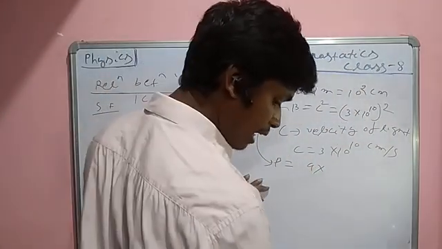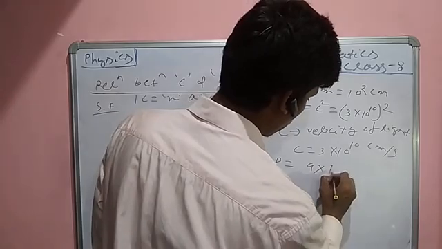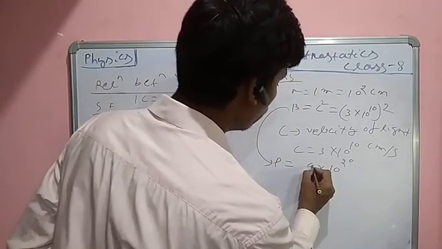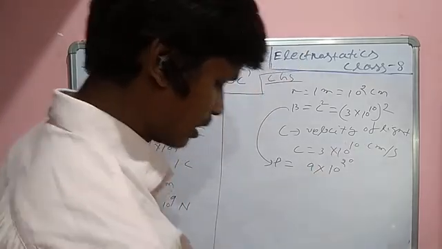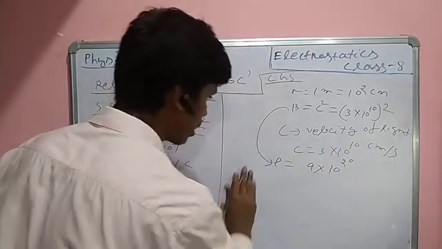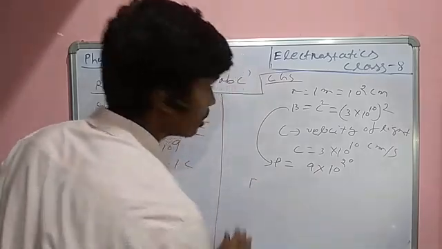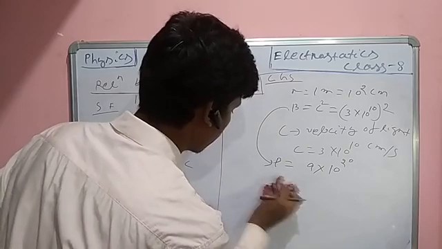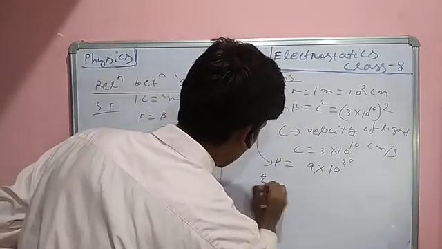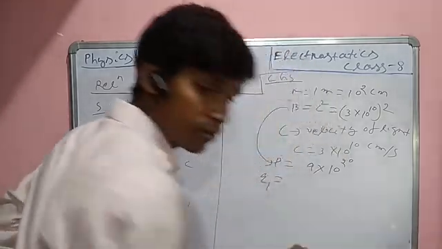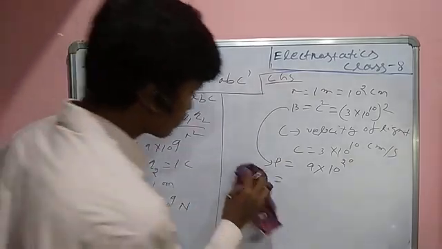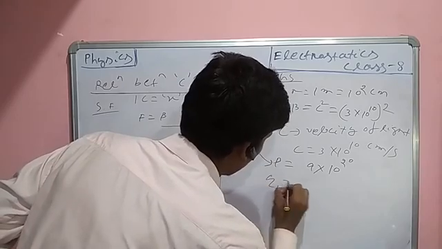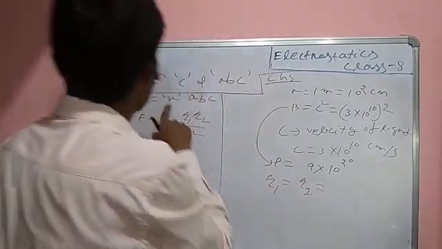10 to the power 20. Value of beta is 9 into 10 to the power 20. Similarly, F is equal to what? Here R is equal to dash. Similarly, Q is equal to what? Q1 is equal to Q2.